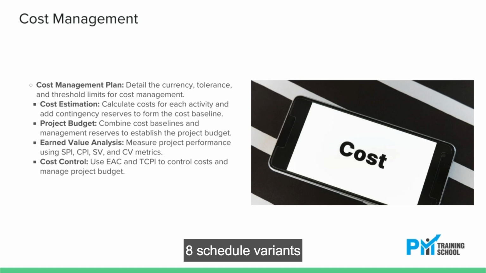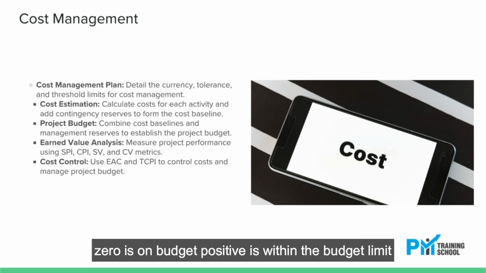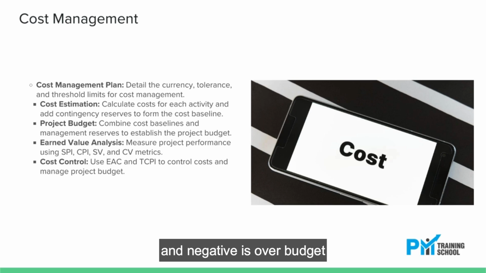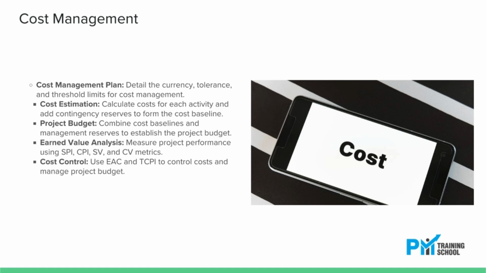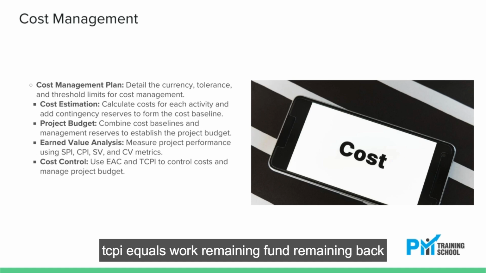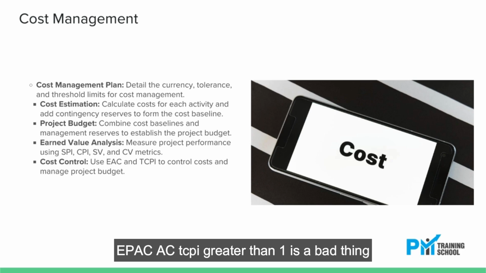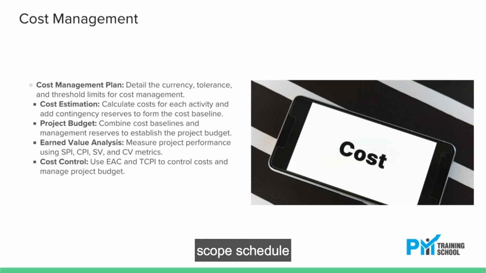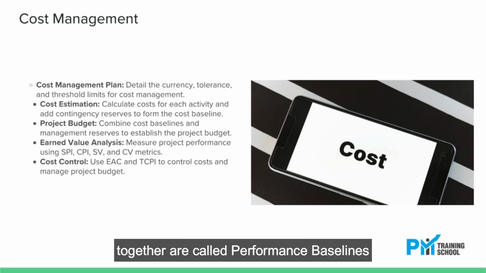8. Schedule variance SV equals EV minus PV. 0 is on schedule, positive is ahead of schedule, and negative is behind schedule. 9. Cost variance CV equals EV minus AC. 0 is on budget, positive is within the budget limit, and negative is over budget. 10. If your project is going out of budget, use estimate at completion, EAC equals BAC divided by CPI. 11. To complete performance index, TCPI equals work remaining divided by fund remaining, that is BAC minus EV divided by BAC minus AC. TCPI greater than 1 is a bad thing. Scope, schedule, and cost baselines together are called performance baselines.